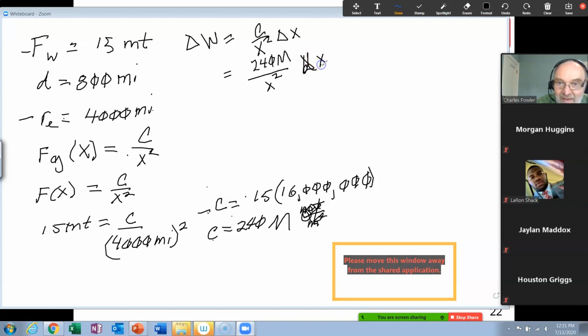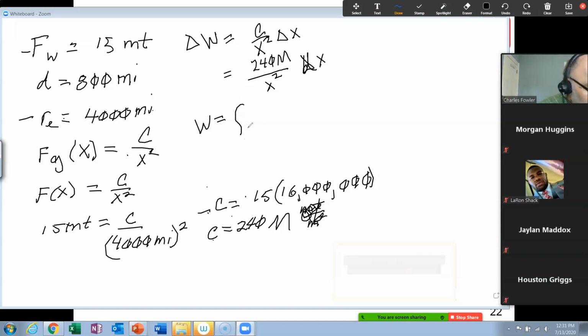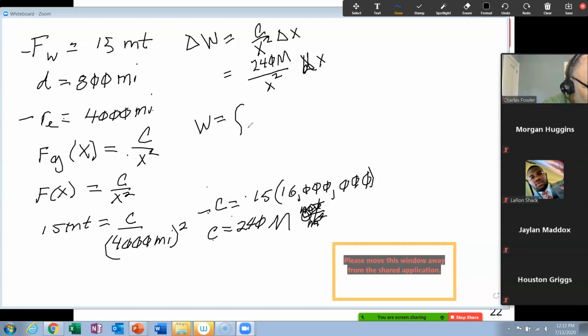Okay, and then if we're going to integrate that, the work would then be the integral from, and it says to raise it 800 miles, I've lost my problem. So you're going from 4,000 miles, that's from the surface of the earth, to 4,800 miles.